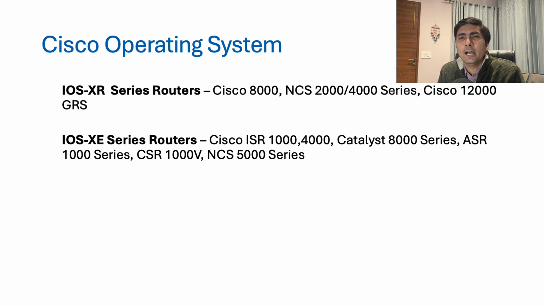For the IOS XE series, if you look at the screen, there are routers like the Cisco ISR 1000 series and 4000 series. ISR stands for Integrated Services Routers. Then there is the Catalyst 8000 series and ASR 1000. ASR is Aggregation Services Routers. CSR 1000V is for the SD-WAN thing, Cloud Services Router. The NCS 5K series is also there, which supports IOS XE, Network Convergence Series. So this is all about IOS. Don't worry about it. It is just an introductory video of the operating systems. You don't need to go deep into that.